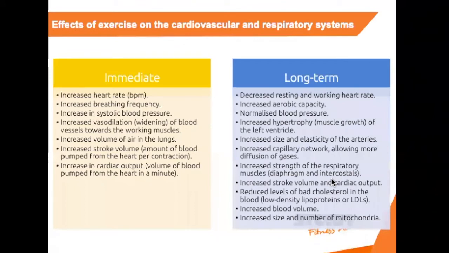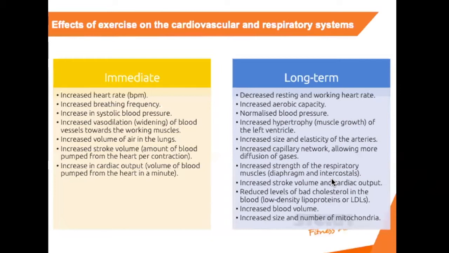So decrease resting and working heart rate, increase aerobic capacity. So that means that you can exercise using your aerobic energy system for higher intensities. Normalized blood pressure. So that means if you do have elevated blood pressure, your blood pressure can be normalized down to that 120/80. Increased hypertrophy or muscle growth of the left ventricle, and that's really what's responsible for the lower resting heart rate and a greater stroke volume.